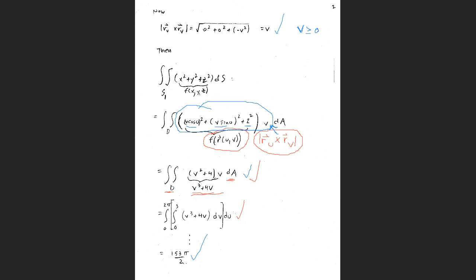Now, don't worry about what that means right now. It's just a surface integral. Please let me know if you have any questions.